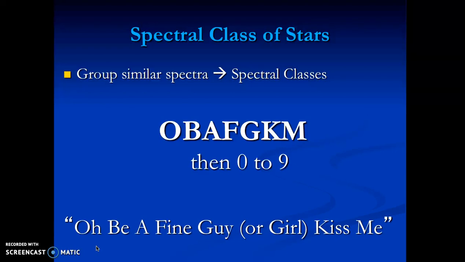Your hot stars, like your O and B stars, are around 20,000 degrees Kelvin, and your cold stars, like your M class, are around 2,000 to 3,000 degrees Kelvin, and so forth.